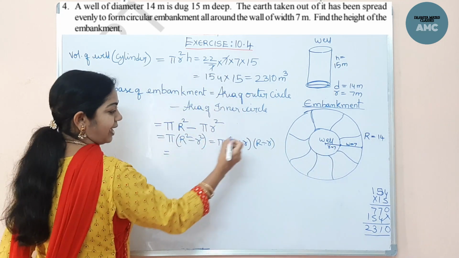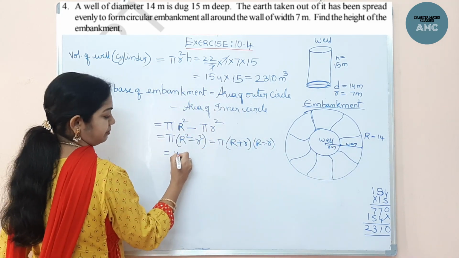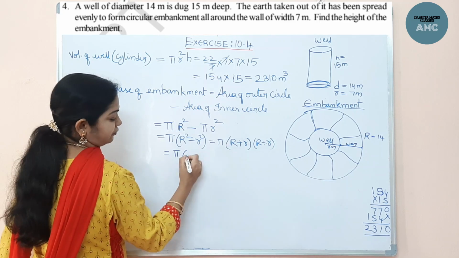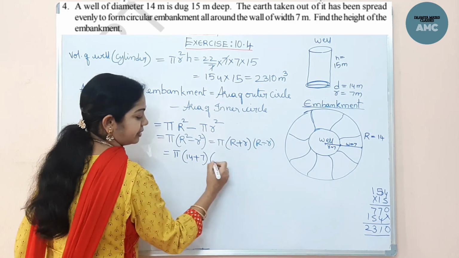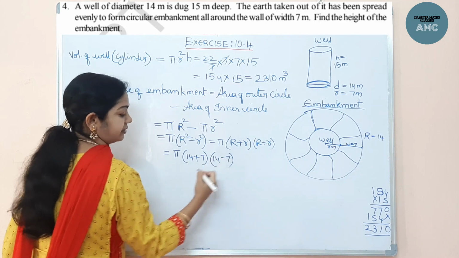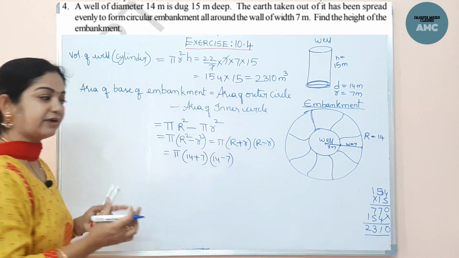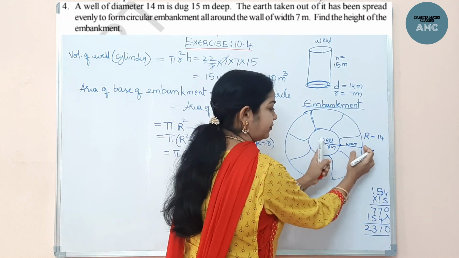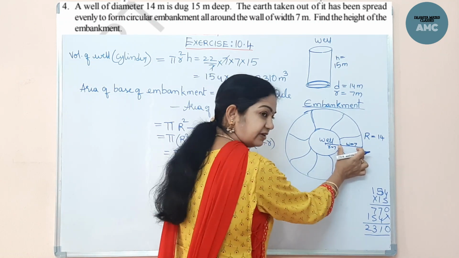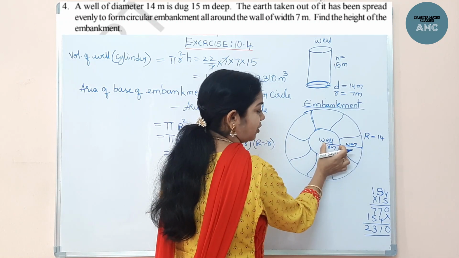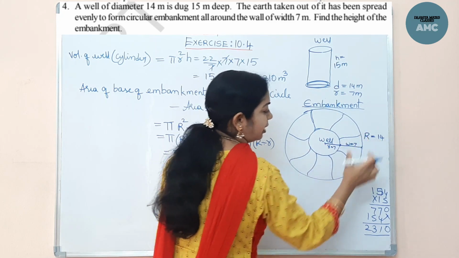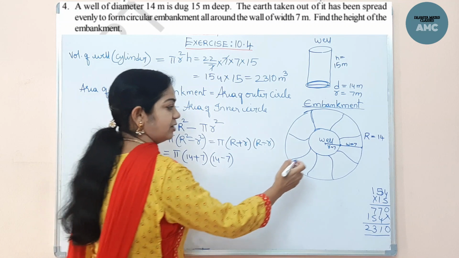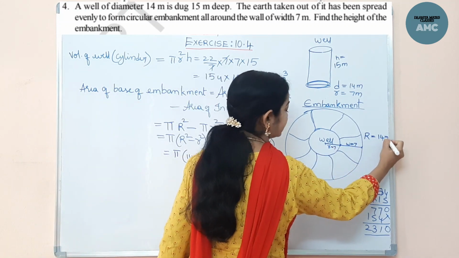Okay. Now we know all the values, so we will substitute. Pi times (R plus r) is 14 plus small r is 7 and capital R is 14 minus small r is 7, because from the width I found out the capital R. Width is only this part. Width is given. And small r is the radius of the well. Both combined give the outer circle radius, that is 7 plus 7, 14 meters.